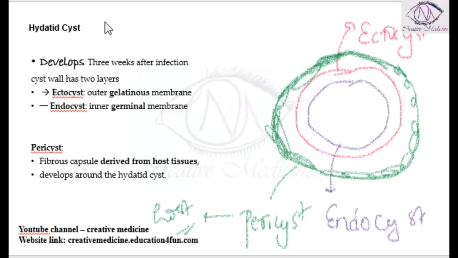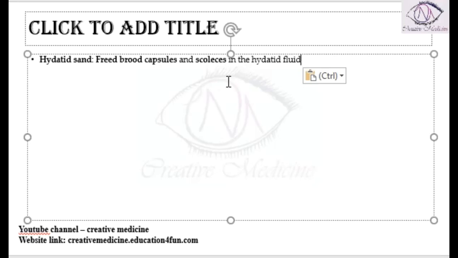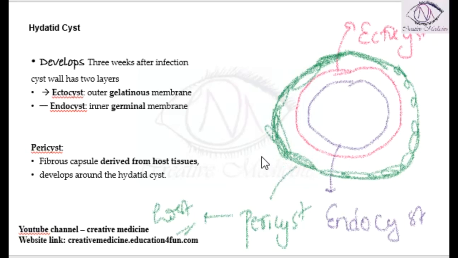Now, sometimes this hydatid cyst will burst or rupture, and it results in the formation of brood capsules, and scolices are also left in the peritoneal cavity, resulting in an anaphylactic reaction.